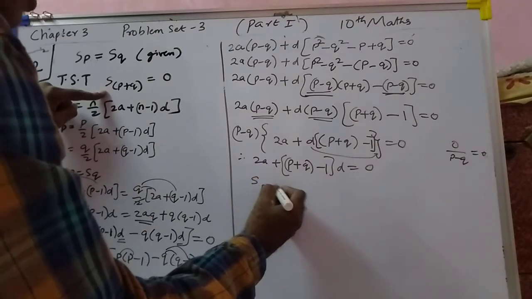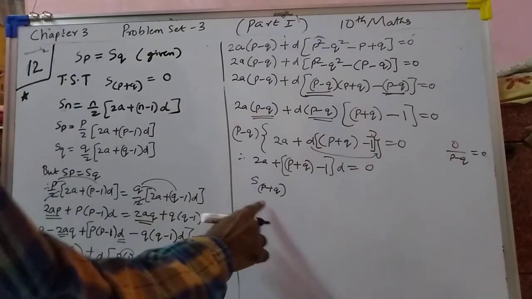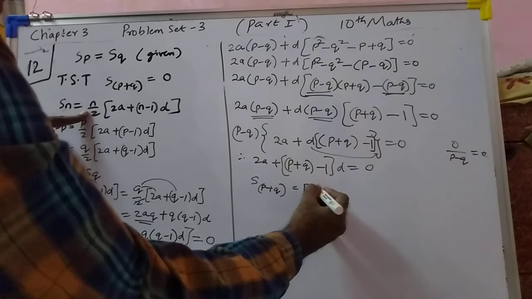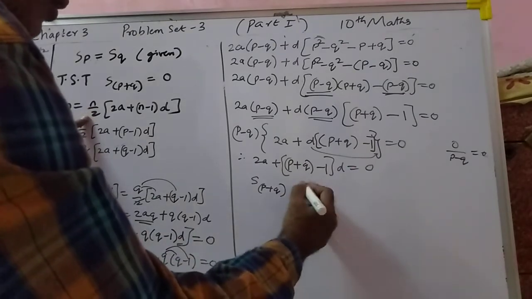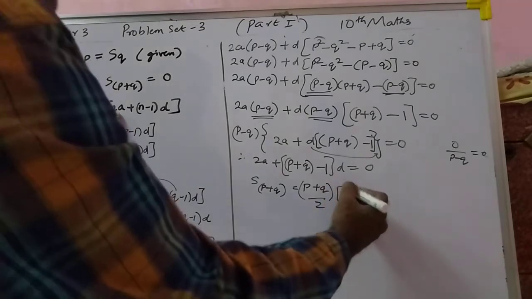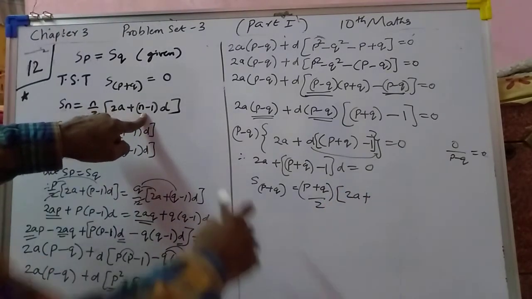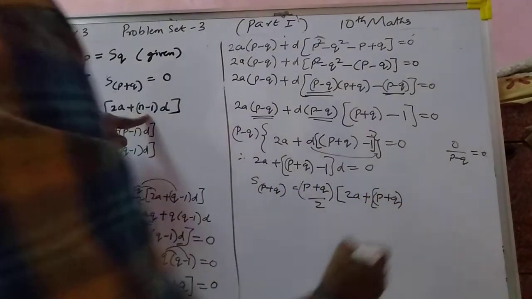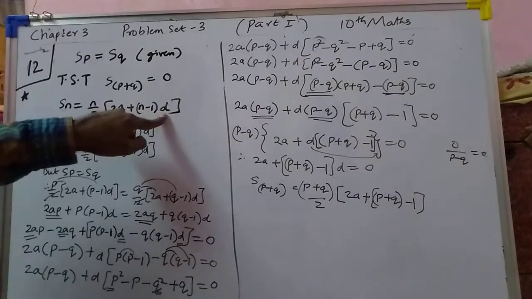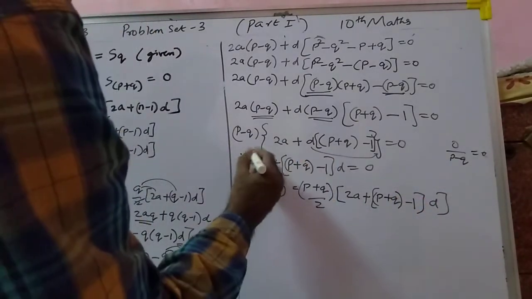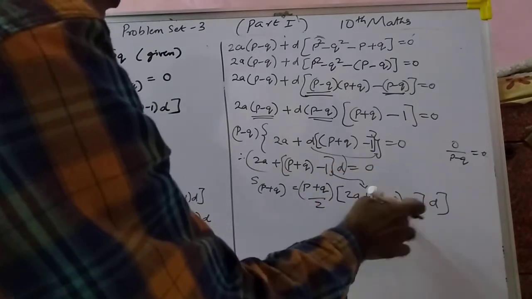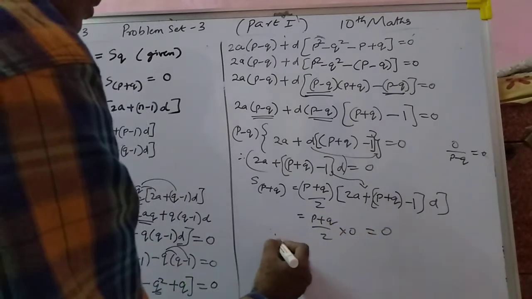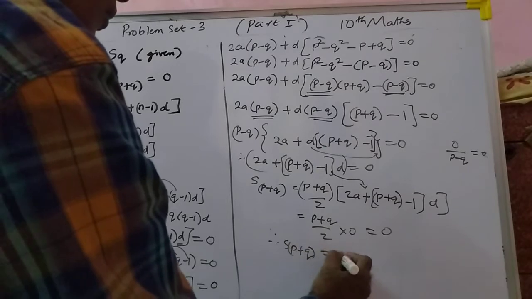Now what is this? Sum of p plus q terms is (p + q)/2. Instead of n, it is p plus q. That will become (p + q)/2 times [2a + (p + q − 1)d]. But this part is 0, so (p + q)/2 into 0 is equal to 0. Therefore, the sum of p plus q terms is equal to 0.